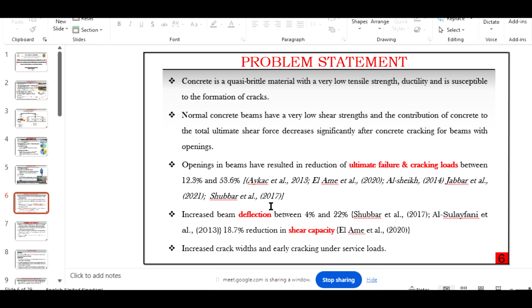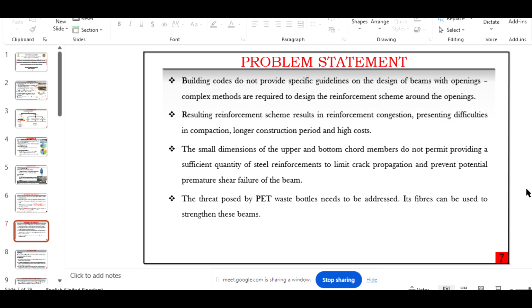So he's talking about the issue of cracking. Looking at the problem statement, although he's using PET fibers, we are not focusing now on solving the issue of pollution. He is now focusing on the engineering problem, the cracking. When you introduce openings, they reduce the ultimate load as well as induce cracking. So we need to address that. How do you do that? A number of methods have been proposed, but then he goes ahead to say building codes do not provide specific guidance. What I wanted to show you here is the movement between the global problem and the specific problem.